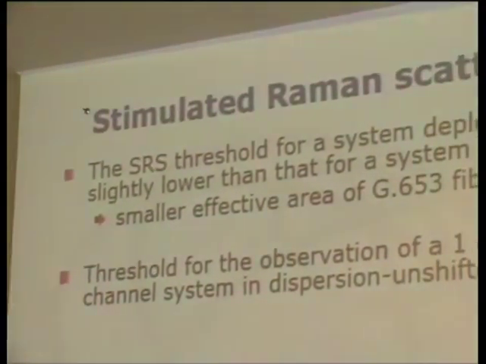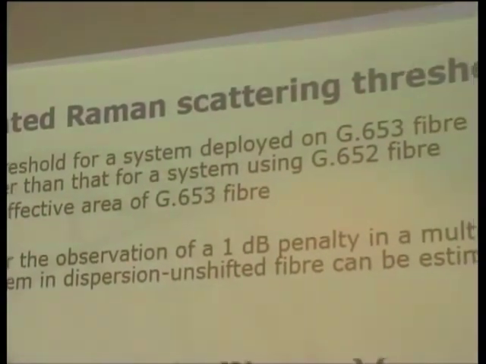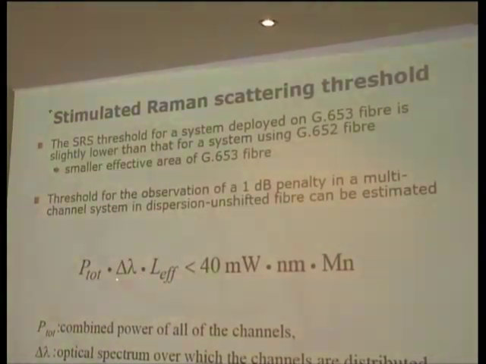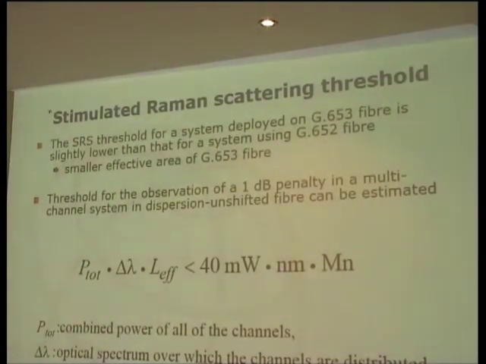This threshold for a system using G.653 fiber is slightly lower than that of a system using G.652 fiber. This is because the 653 fiber has a smaller effective area, so the threshold levels are slightly smaller than the 652. This is the equation if you want to calculate the SBS threshold as a combined power of all of the channels, over the optical spectrum over which the channels are distributed. The effective length is calculated from the fiber length, considering the power distribution along the fiber. And this can be used for calculation of SRS.